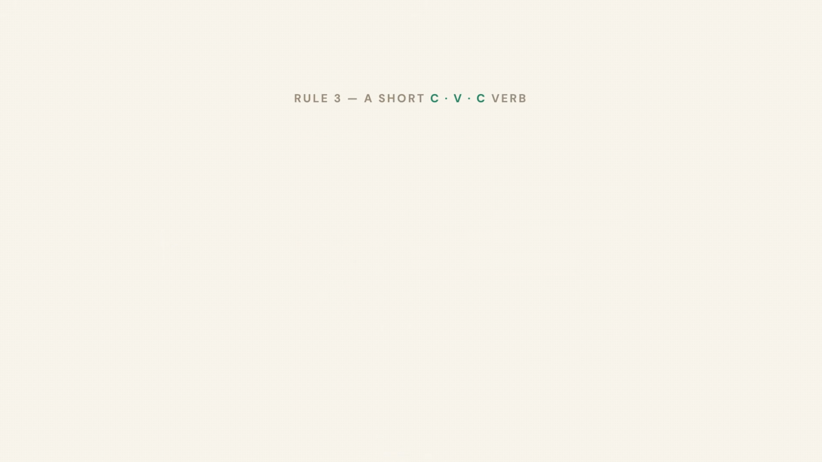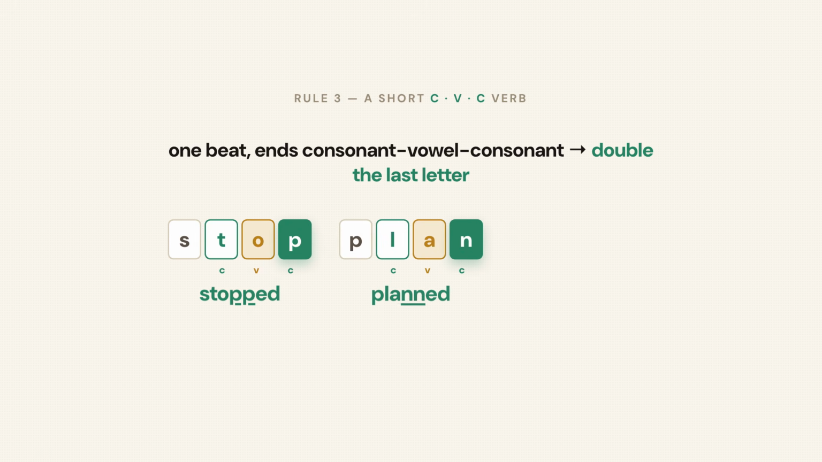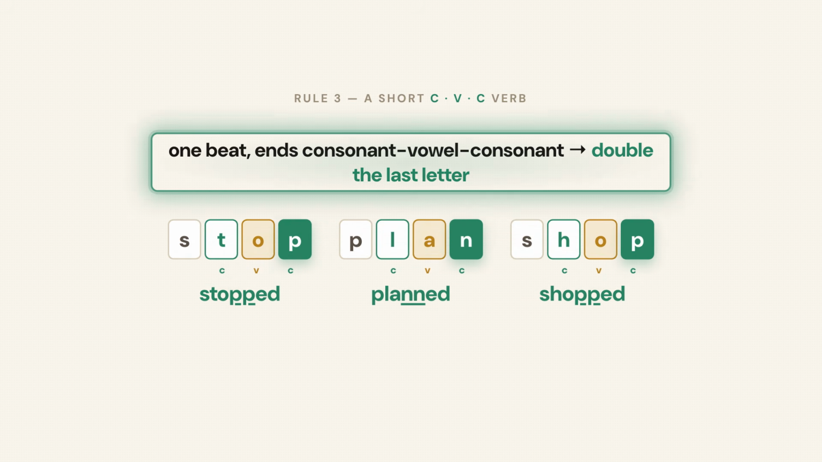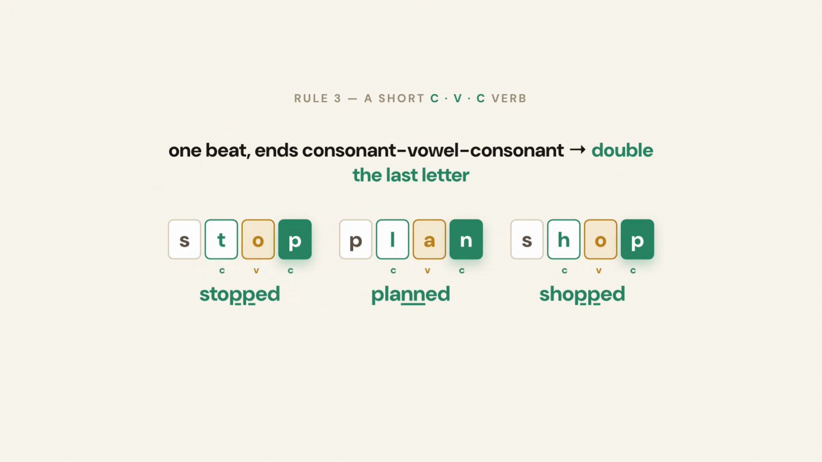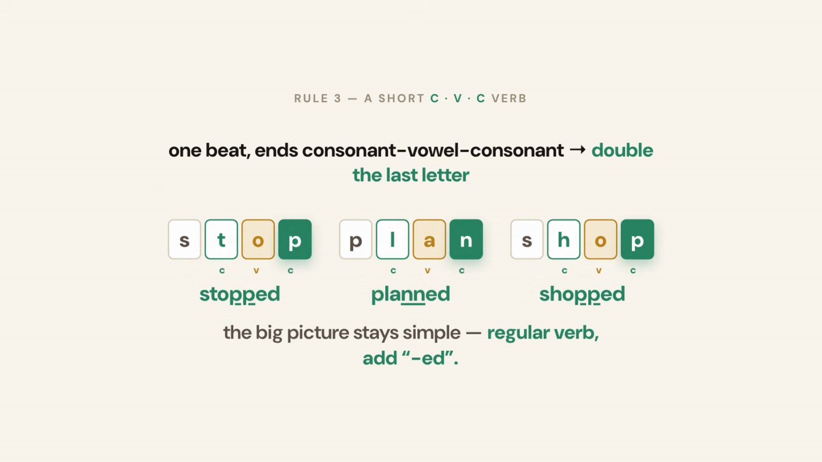And one more. For a short verb, one beat, ending in consonant, vowel, consonant, you double that last letter, then add ed. Stop becomes stopped. Plan becomes planned. Shop becomes shopped. Don't try to memorize these right now. Notice them, and when you see them again, you would know why the spelling is different. Gradually, you will start recognizing them. Just remember one thing. The big picture stays simple. Regular verb, add ed.